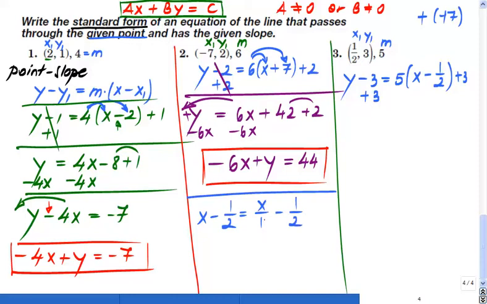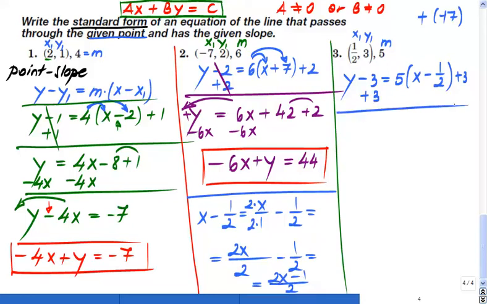What is the common denominator of 2 and 1? That will be 2. So multiply the first fraction by 2, top and bottom. This one equals 2x over 2 minus 1/2, which equals, with common denominator 2, 2x minus 1 over 2. Okay, so moving ahead, y equals 5 times, and in the fraction line here would be what? We found it here.